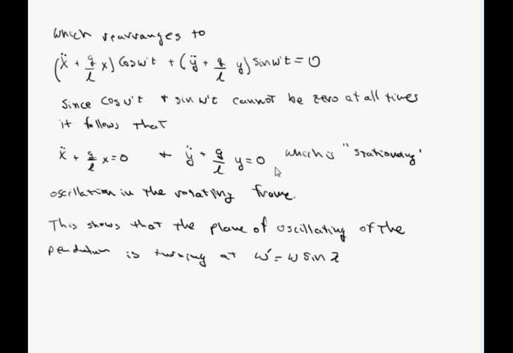Which decouples the equations in x and y and shows that in this rotating frame, the oscillation is stationary, and so this omega prime t is the angular velocity of the plane that the pendulum is rotating in.